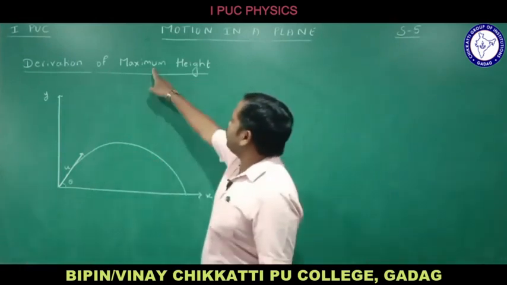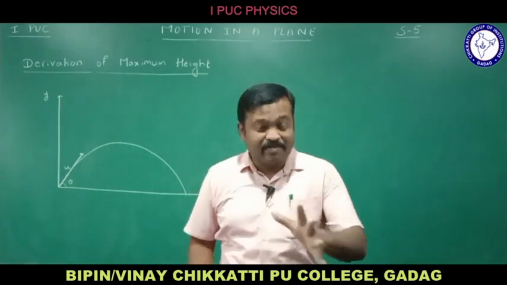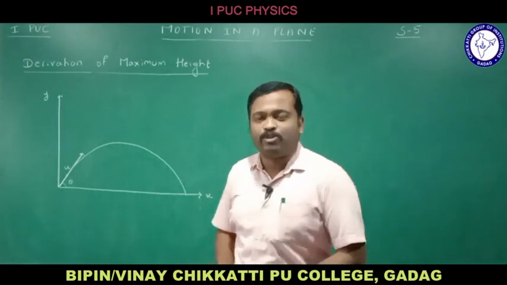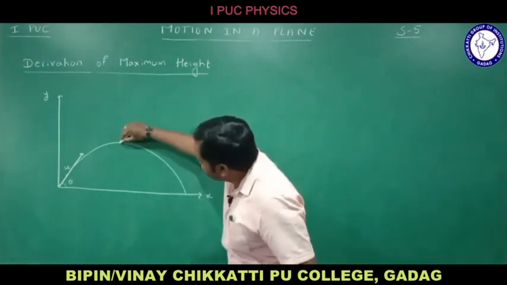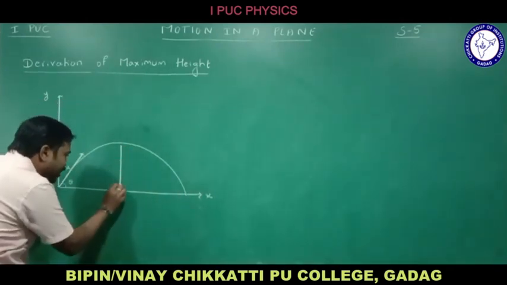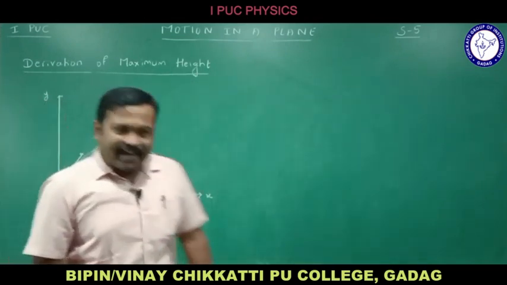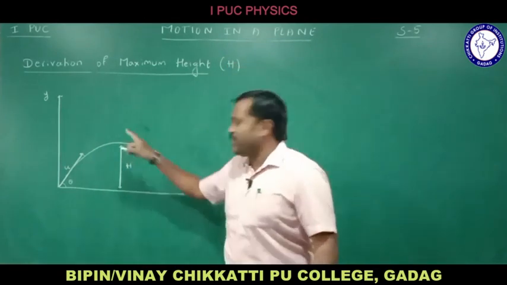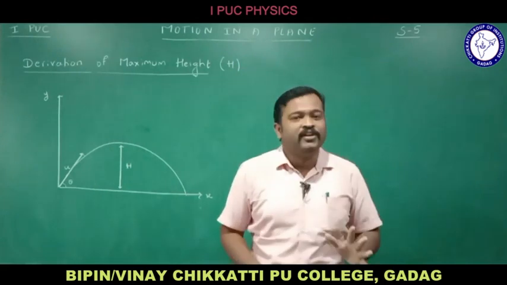So we are deriving the expression for maximum height. What is the maximum height here? Maximum height is nothing but the maximum height reached by a projectile during its motion. This is the height. This is the maximum height reached by the projectile, and I will be denoting it by h. Do remember, maximum height I will be denoting by h. We are deriving the expression for that now.